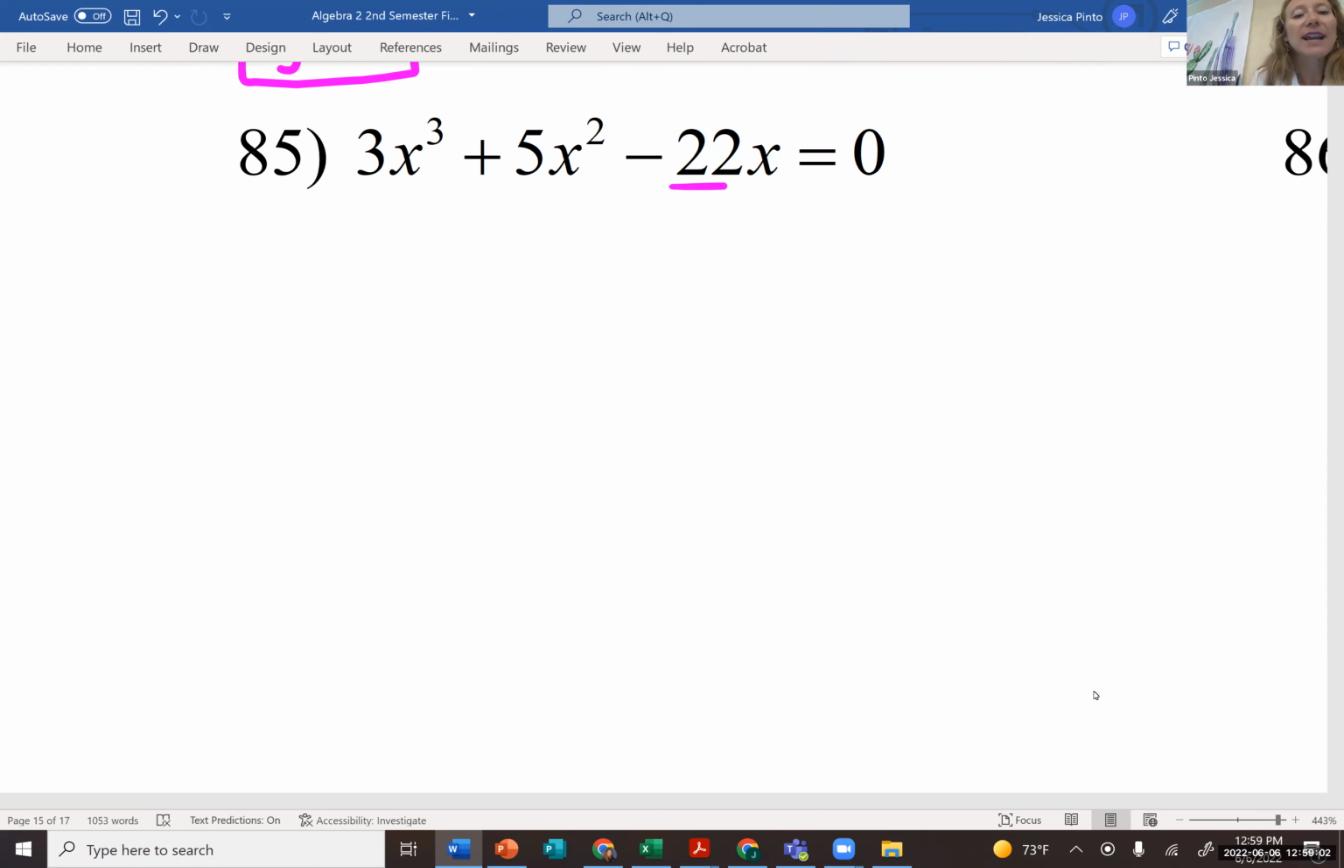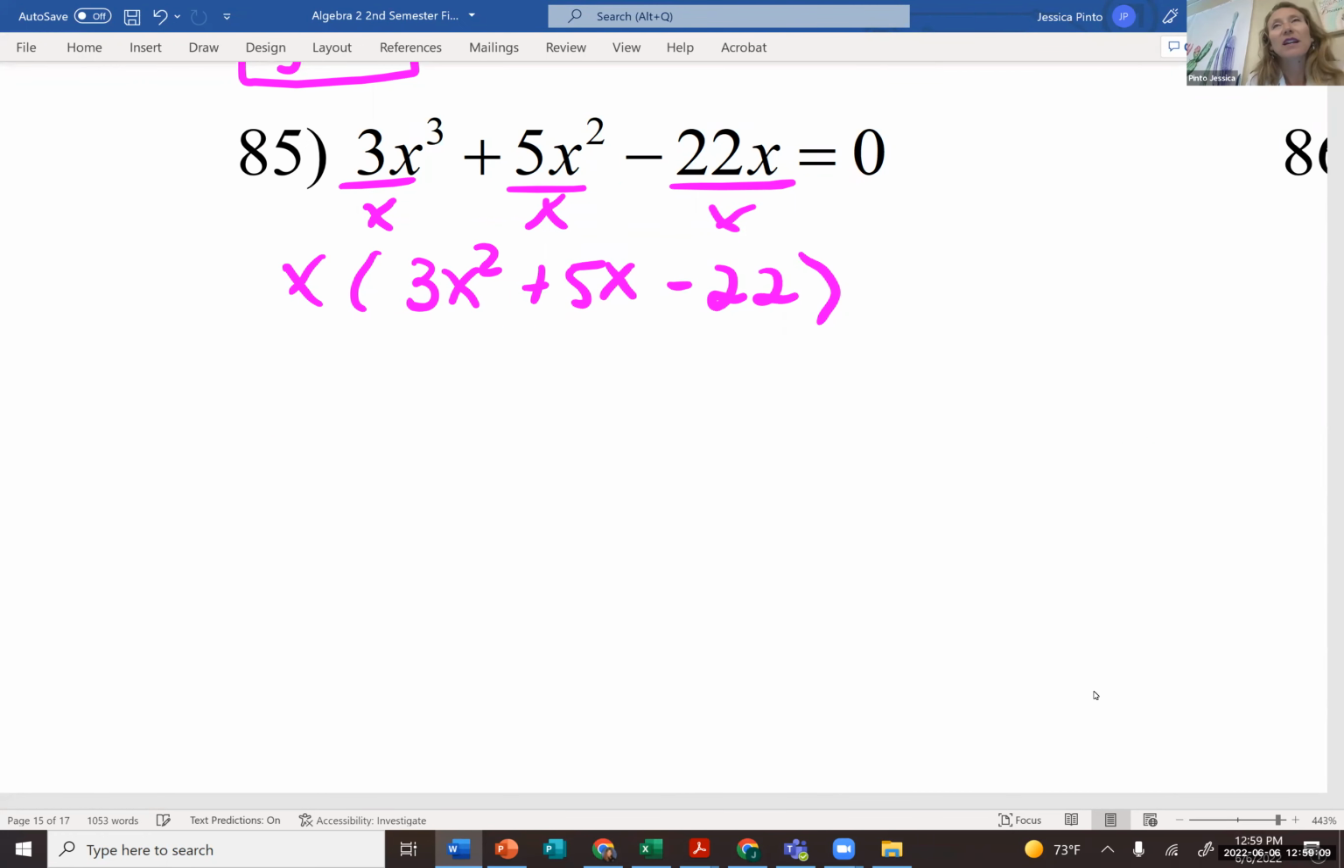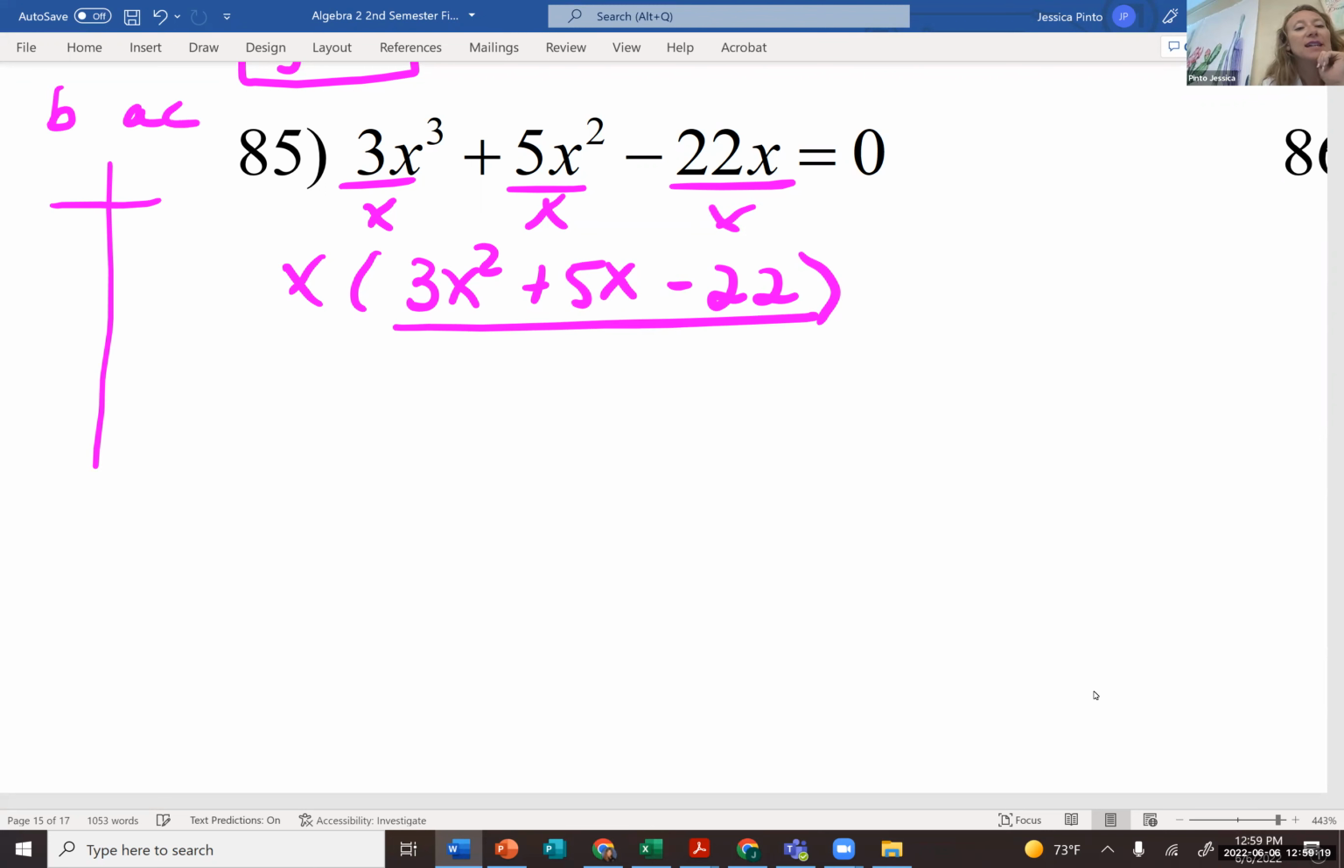I begin by taking that x out, and I'm left with 3x squared plus 5x minus 22. And I'm getting nervous because I'm not sure if this is going to factor. I go to make my t-chart for this trinomial. The b value is 5, and the AC is going to be negative 66. Oh, phew, this will factor.